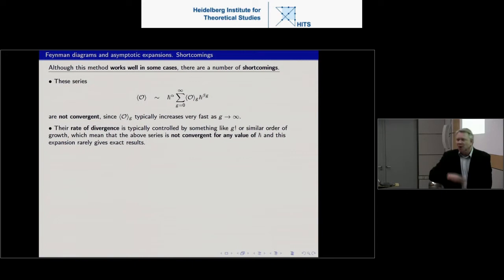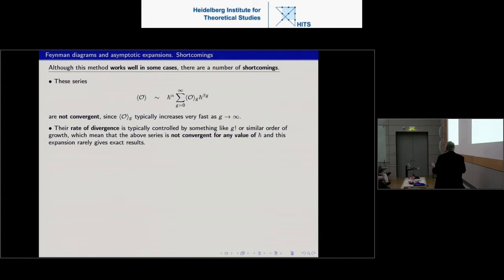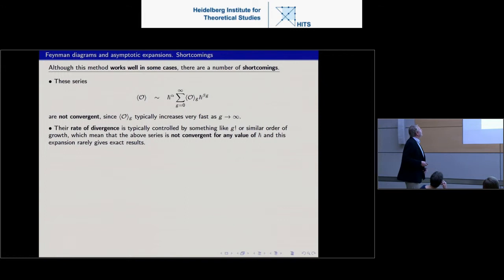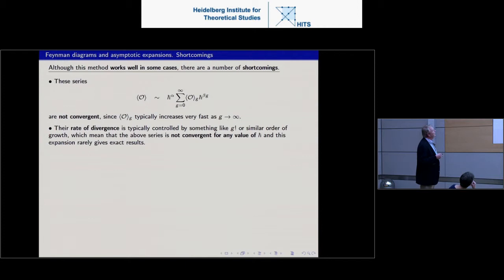So what are we doing? We're trying to approximate some concrete constant in nature, and our best approximation is infinity, when we really take the series seriously. So that's ridiculous. And that's what I'm saying here, that the rate of divergence is typically like g factorial or something like this, and so it is convergent for no value of h bar. So when we take this mathematically seriously, it's really bad, if we just think of it as this series. So that's, of course, mathematically totally unsatisfactory.